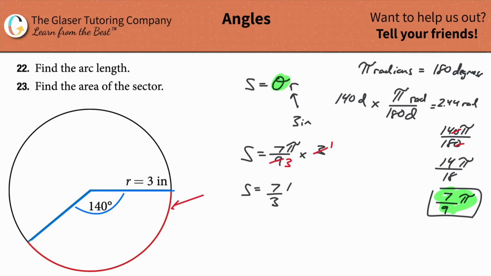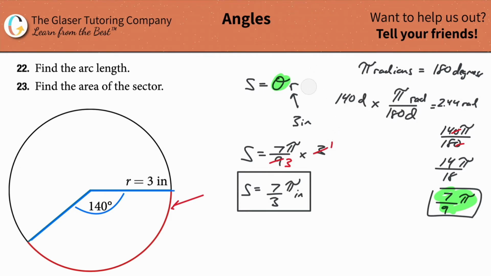7/3 pi. So that is indeed the arc length. That's the answer for arc length, and the units here are going to be in terms of inches. If you wanted to find a decimal value, just take your 2.44 and then multiply it by 3. So this works out to be about 7.33 radians. So that takes care of that. So that is indeed the arc length.